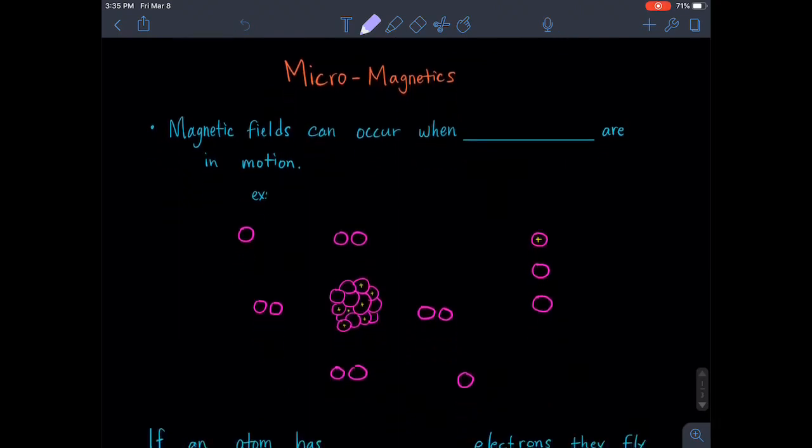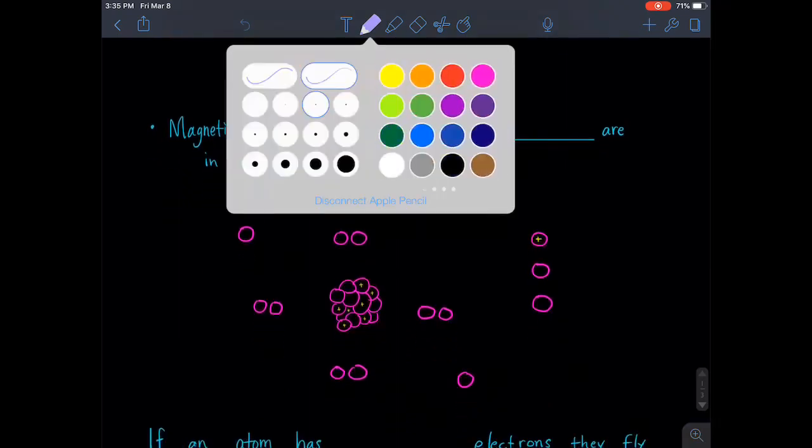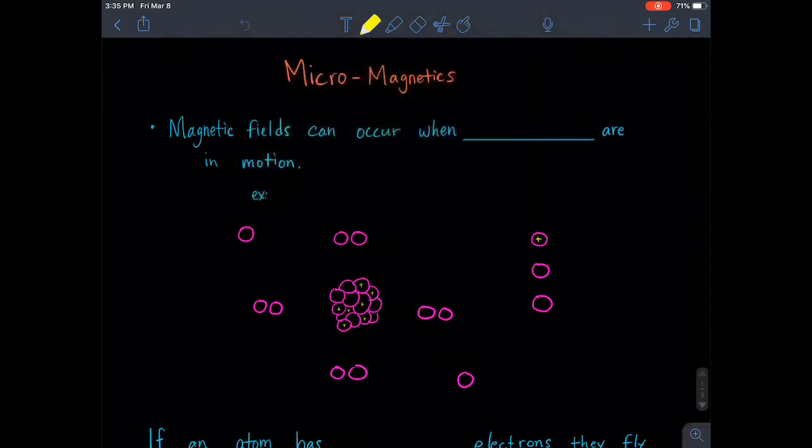So micromagnetics. Let's get a new color. Let's go with that yellow actually this time. Magnetic fields can occur when electrons are in motion. Now, what does that mean? Well, electrons are the things that are negatively charged, and these negative charges kind of fly around the central nucleus of an atom. So again, the negative charges are our electrons. The positive charges, the positive protons, are found in the nucleus.